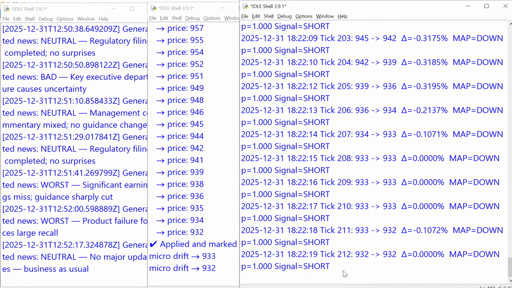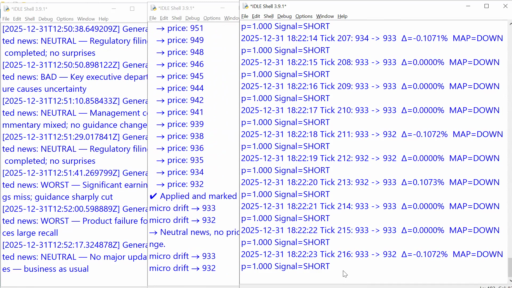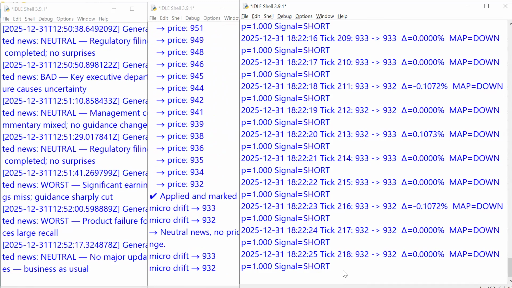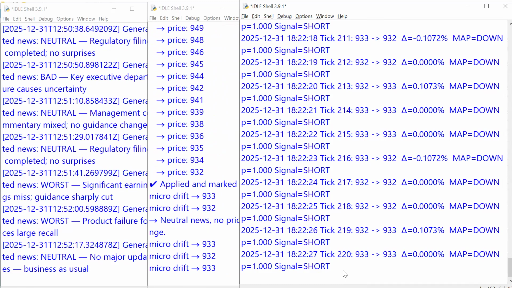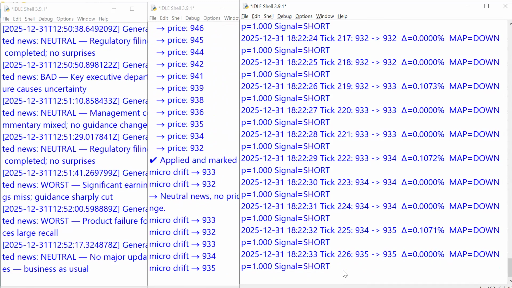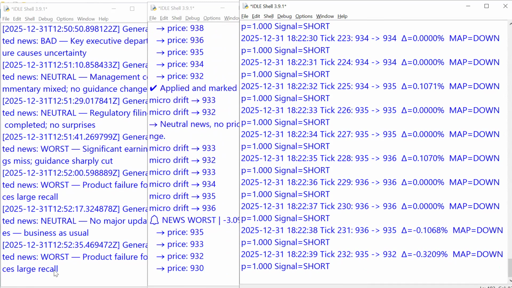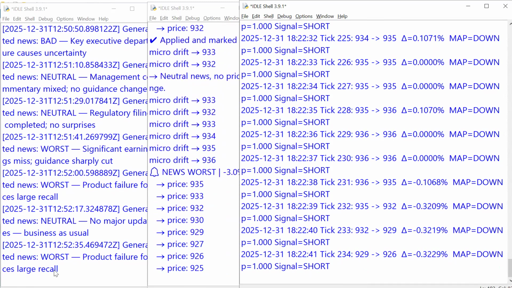Okay, the neutral news, the trend is still on the downside. So it has to get at least 2 to 3 good news items. Otherwise, it is going to say, okay, it's a short only. Okay, again the neutral news. Okay, the worst news has come. The market is going to fall and we are again going to get a good profit.